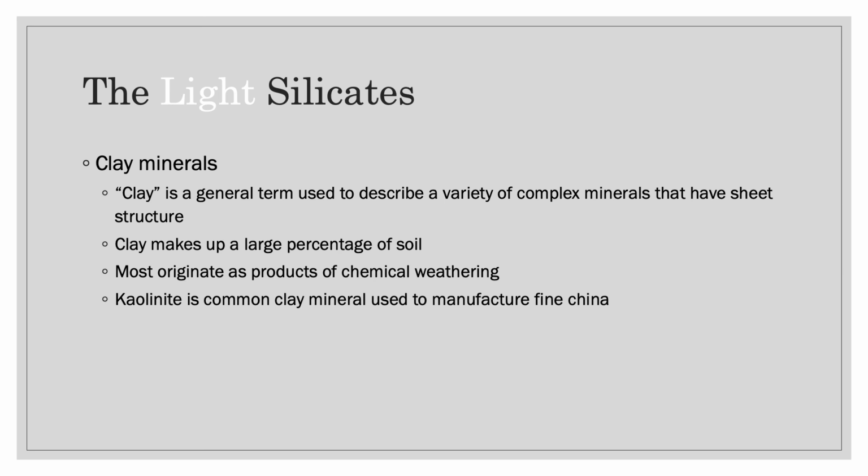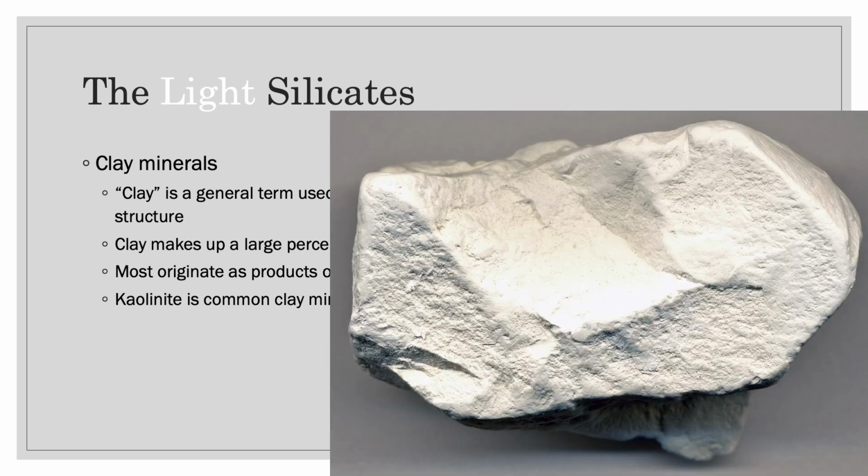In this case, clay is sort of just a general term used to describe a variety of minerals that have a sheet structure, kind of like muscovite does. And clay makes up a large percentage of soil in general. And most clays originate as products of chemical weathering of pre-existing minerals. Kaolinite is a common clay mineral that is used to manufacture fine dishware, for example. And this is a sample of kaolinite here. I believe that you'll identify kaolinite in lab as well.